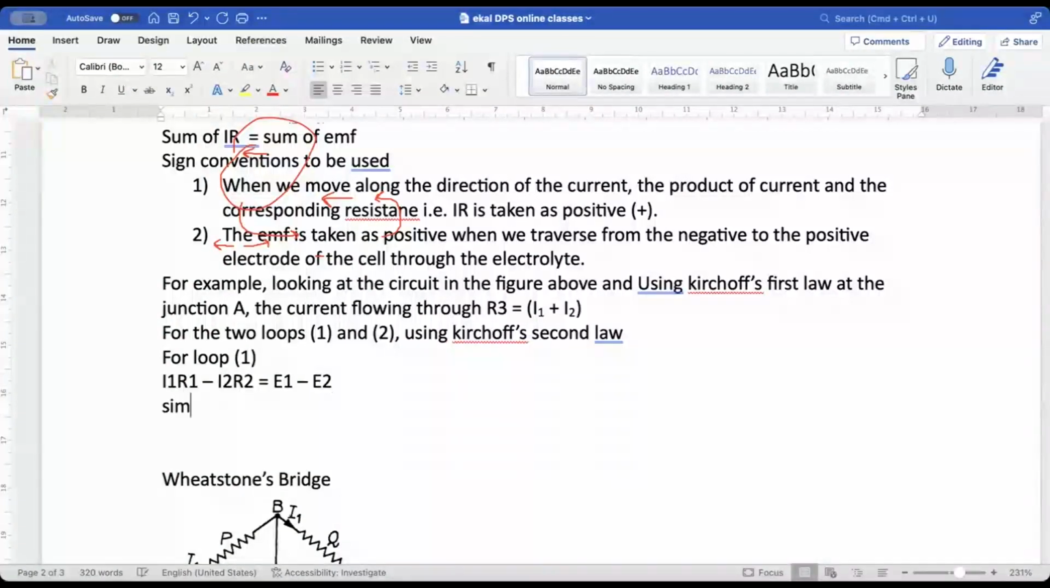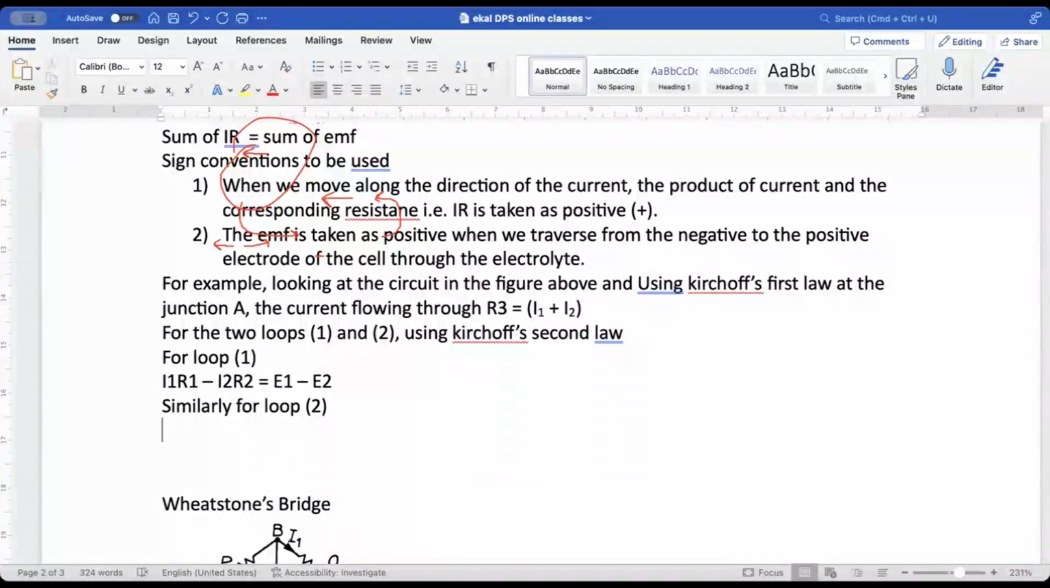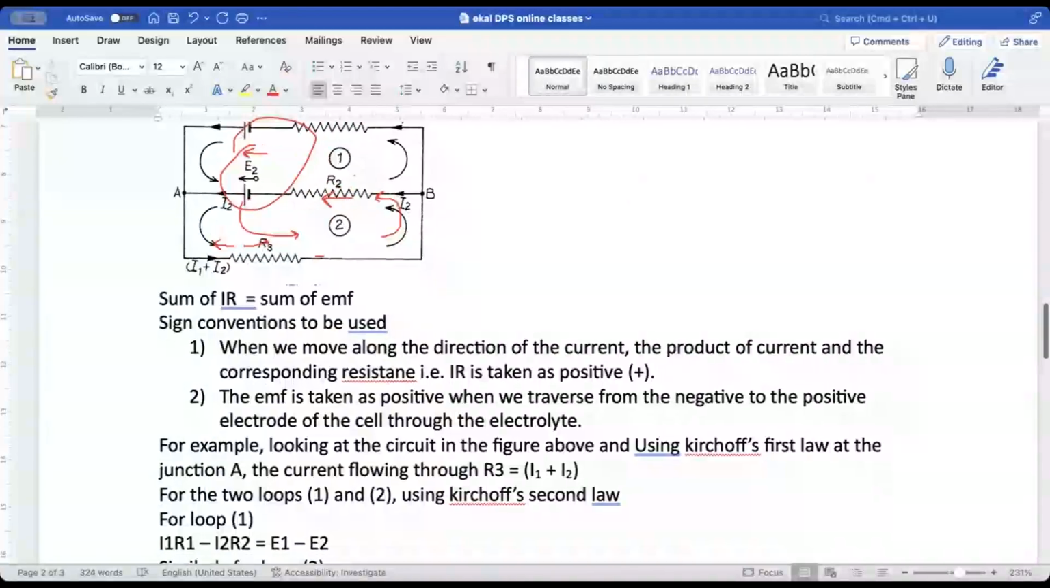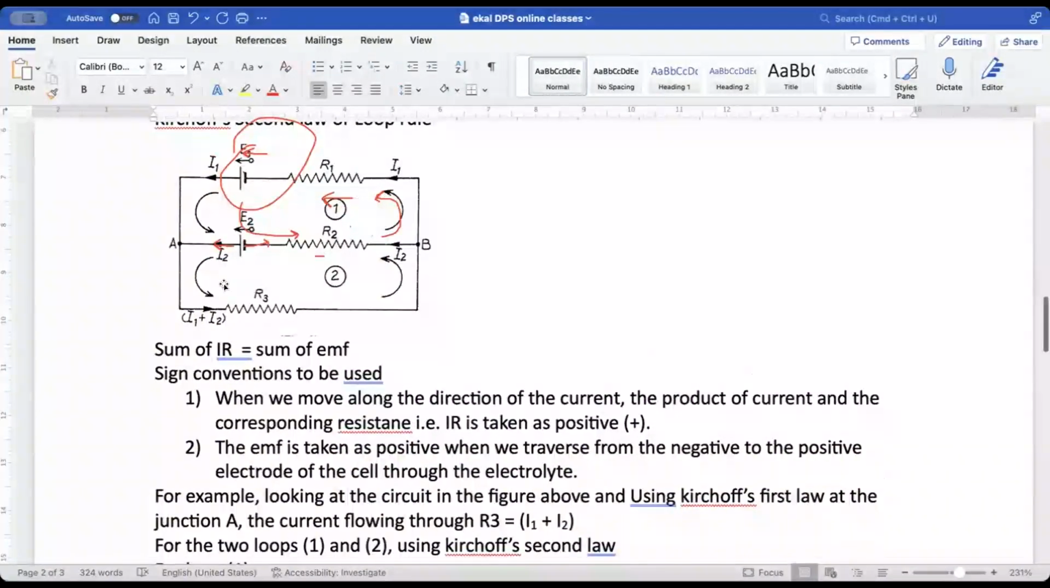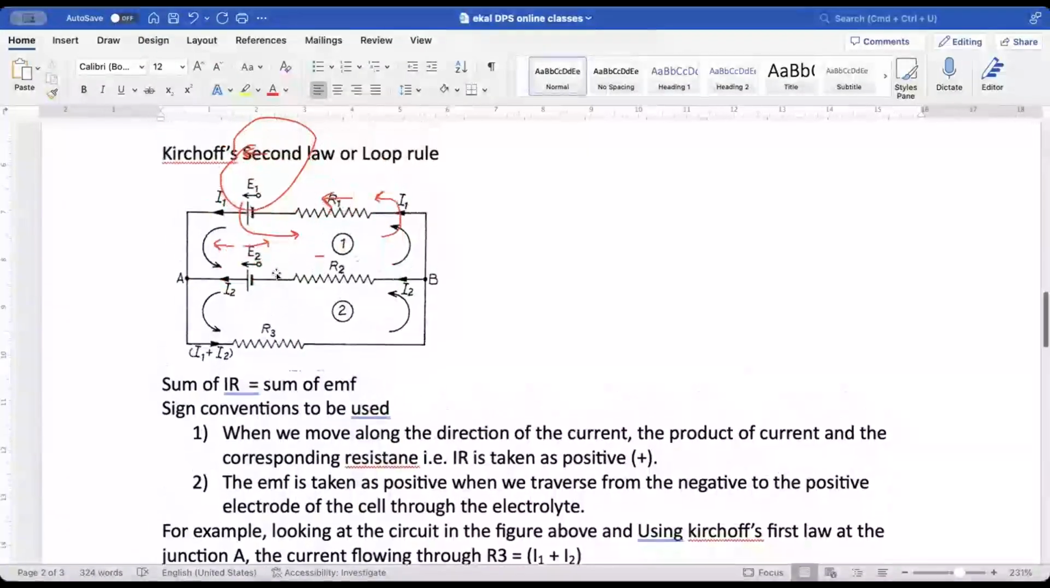Now, similarly for loop 2, we are considering this loop 2, this one. Here the current at junction A, the total current we have is I1 plus I2. So I1 plus I2 is flowing through R3 and I2 is flowing through R2, right? They both are in the same direction of the loop, so they will be taken as positive. And the EMF here, there's only one cell for this loop, which has an EMF of E2, right?